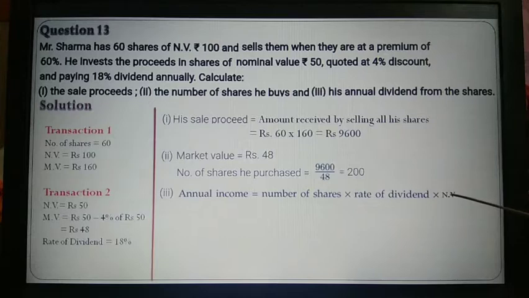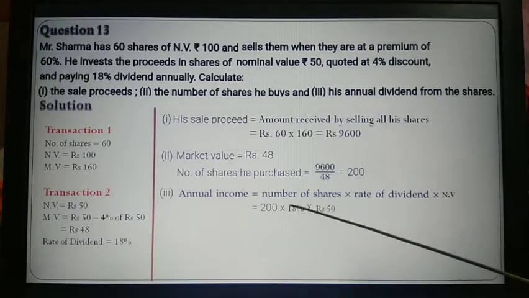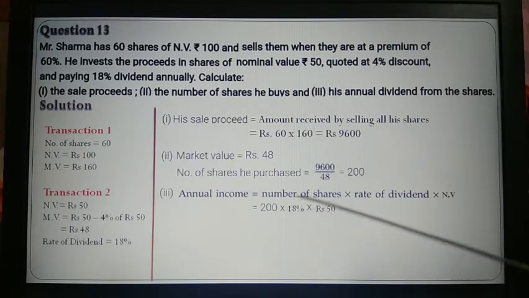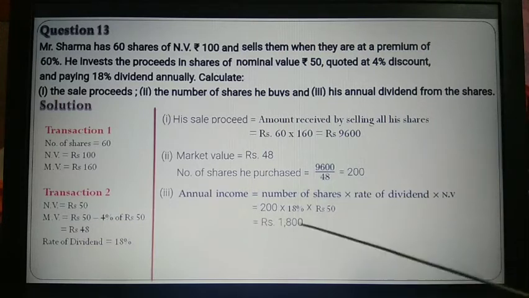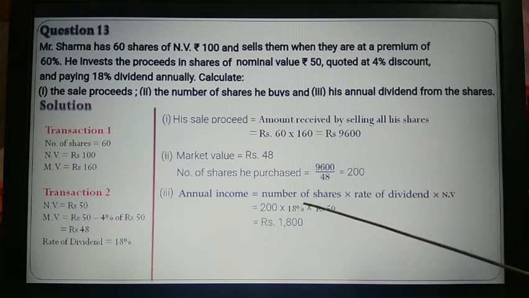And into nominal value or face value. Do we have nominal value? Yes, we have it. So we have number of shares 200, rate of dividend 18%, nominal value rupees 50. Put the value of percentage as 1 by 100, and you'll get your answer to be 1800. So this will be your answer. Pause the video to note it down.